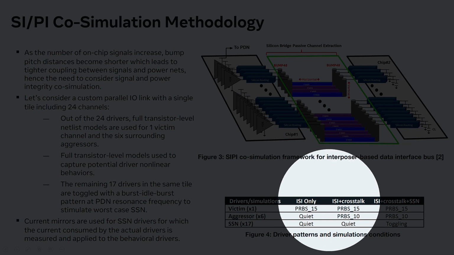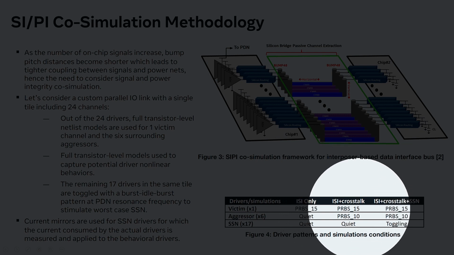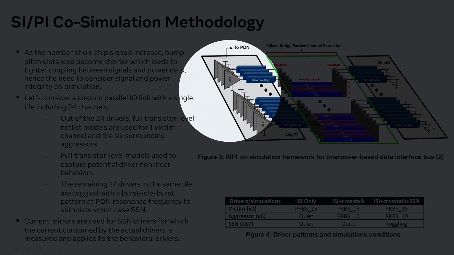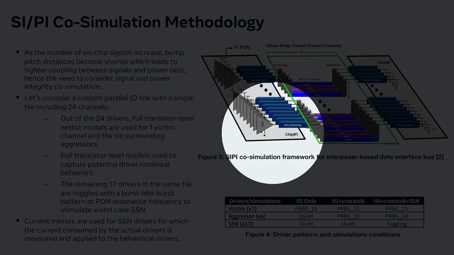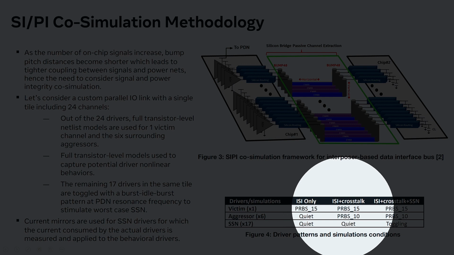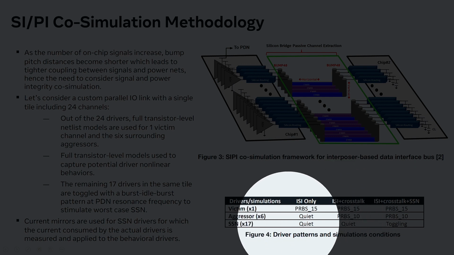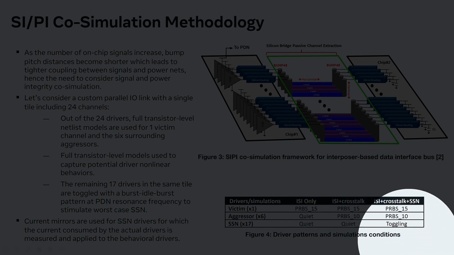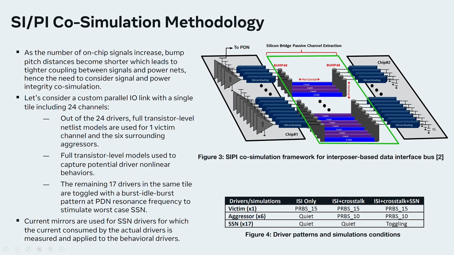And then in the next set of tests that you create, you start to bring in your crosstalk aggressors, which are surrounding your victim. In that case, you start to bring the effect of crosstalk in addition to your ISI, and that can individually budget your crosstalk plus ISI effect into the overall link performance. And eventually, once you have those, you start to bring your SSN drivers.